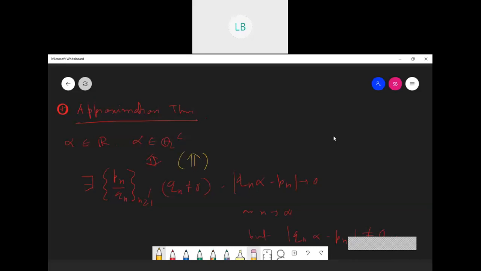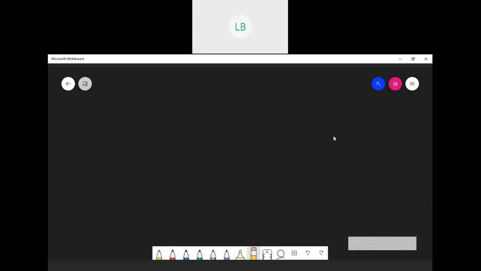Okay, let me erase this. So what I will show now is: assume alpha is rational. Assume the contradiction. So alpha is rational, and there exists a sequence p_n by q_n which is a rational approximation of alpha. That is, p_n minus q_n alpha is going to 0 as n tends to infinity, but p_n minus q_n alpha is never equal to 0. Correct?